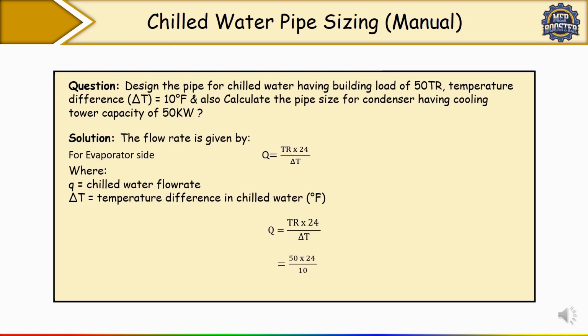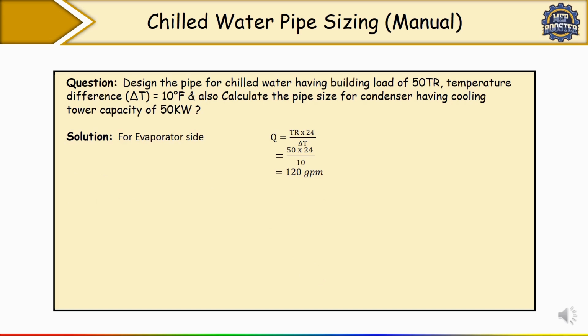When you substitute the values, the building load is given as 50 TR. First I am talking about the evaporator side. So the building load is 50 TR, I have substituted that value in this equation, and delta T is 10. As per that, we have got the flow as 120 GPM, gallons per minute.